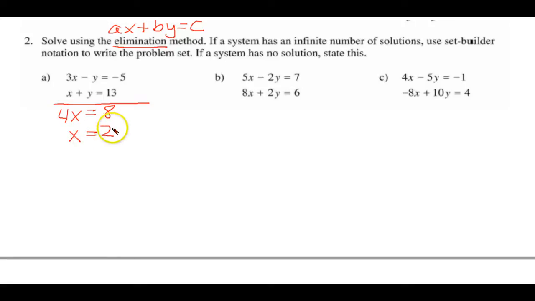If x equals 2, what is your other ordered pair member? Well, you can take the 2 and put it here. 2 plus y equals 13. You're going to subtract 2 from both sides, or transpose it, and you get y equals 11. Oh, that's a nice way to do it too.